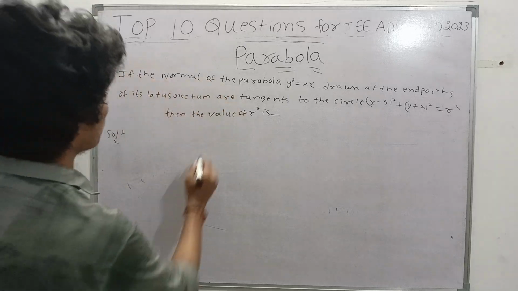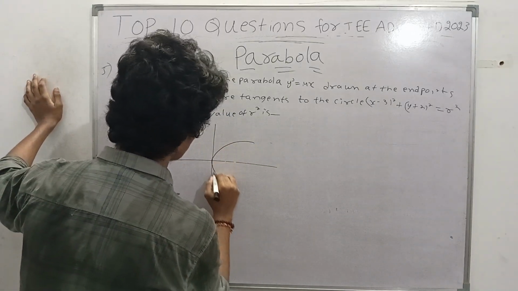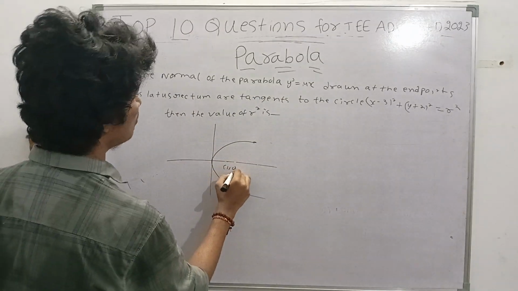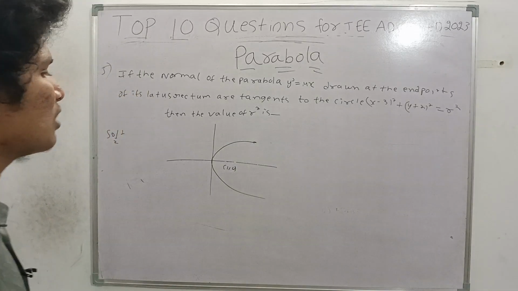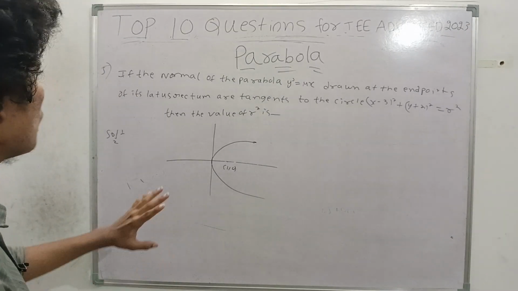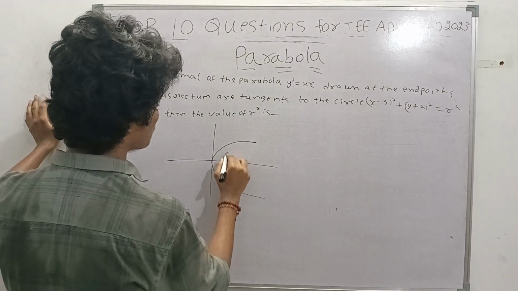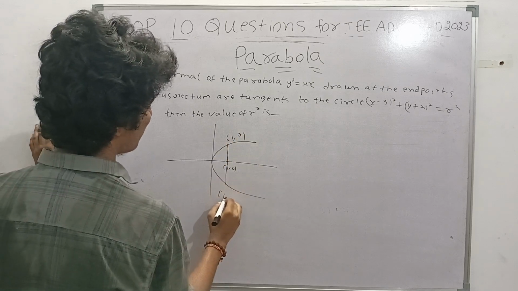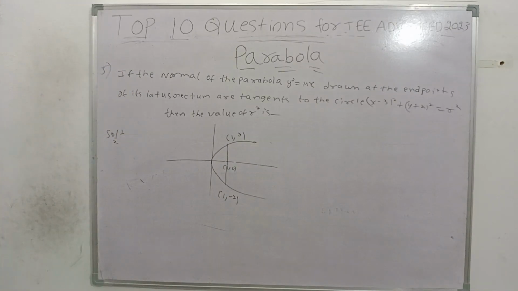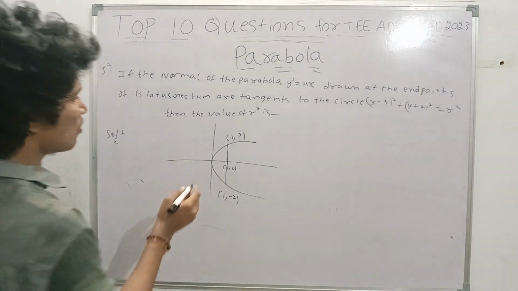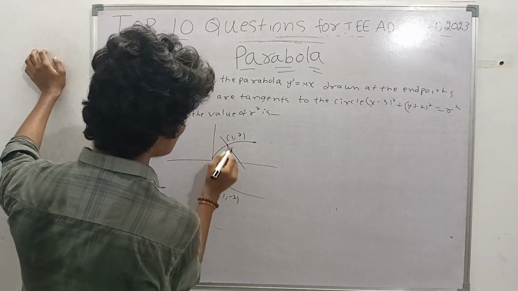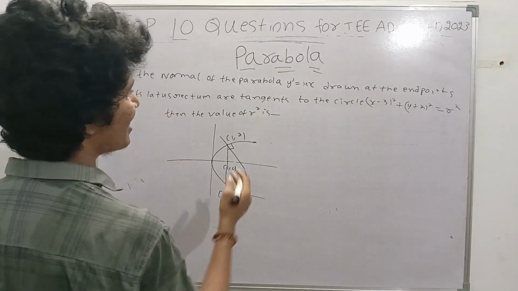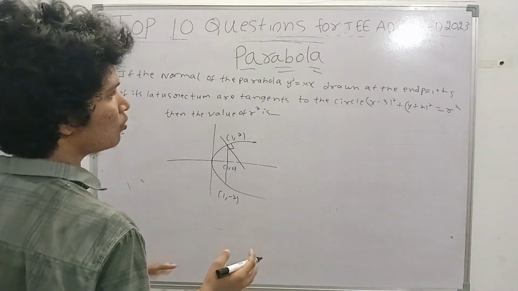If the normal of the parabola y square equal 4x, first anything you have to start with the diagram in the geometry section. Y square equal 4x it is, and what is the focus? Focus is 1, 0, because y square equal 4x, a equal to 1 here, so the focus is a, 0, it will be 1, 0. And what they are saying, ends of the latus rectum. What are the ends of the latus rectum? 1, 2a, it is 1, 2, and here 1, minus 2. These are the endpoints, and from these endpoints of latus rectum, the normal is drawn to the parabola, and it is a tangent to this circle.